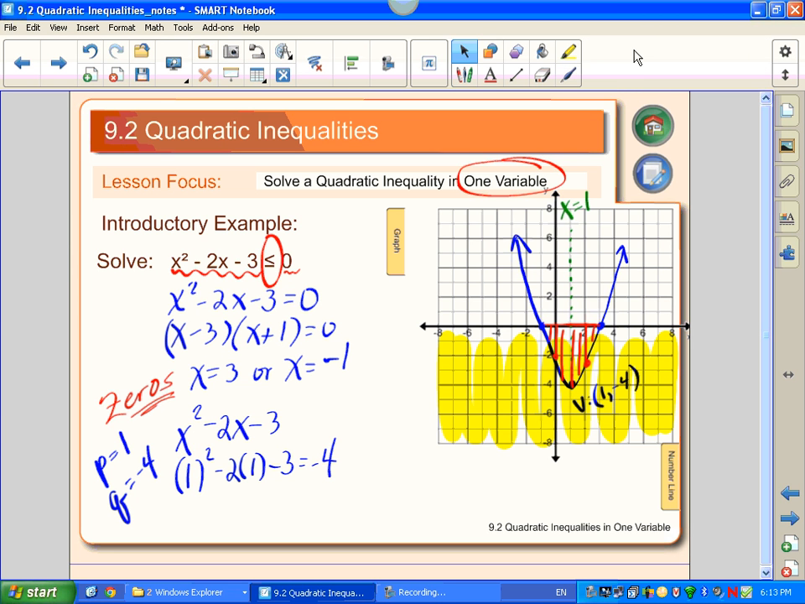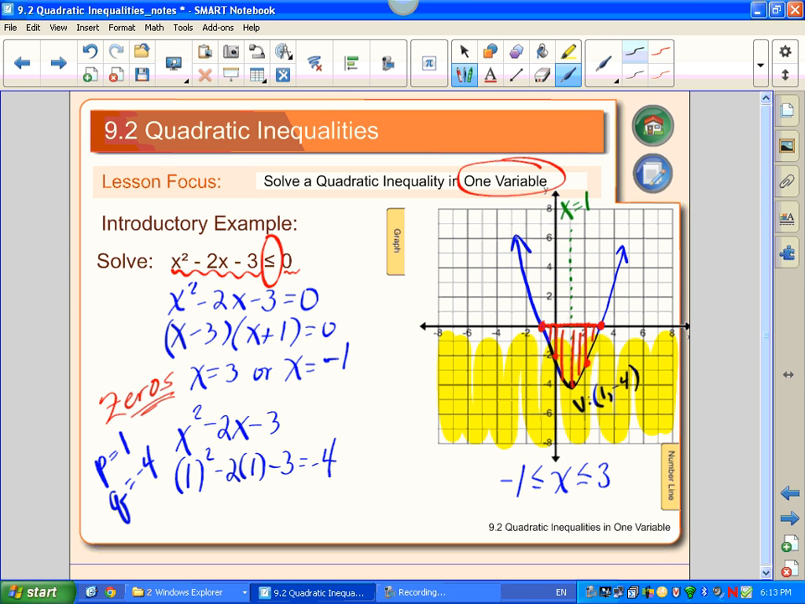So I can write a mathematical statement to represent that. And I can say that -1 is less than or equal to x, which is less than or equal to 3. And that's describing this region that I'm doing here in red.